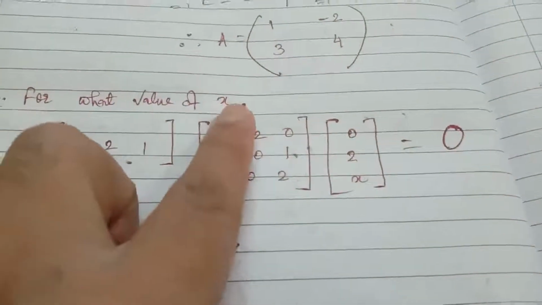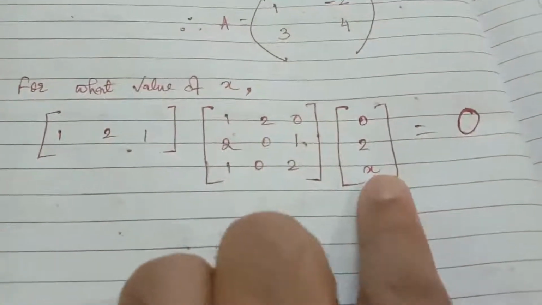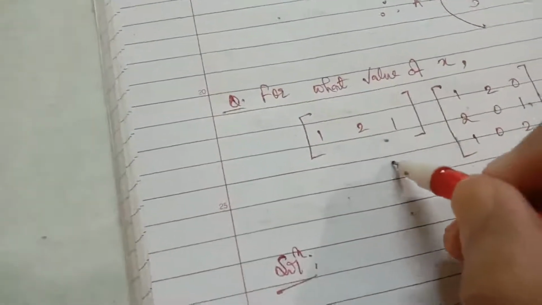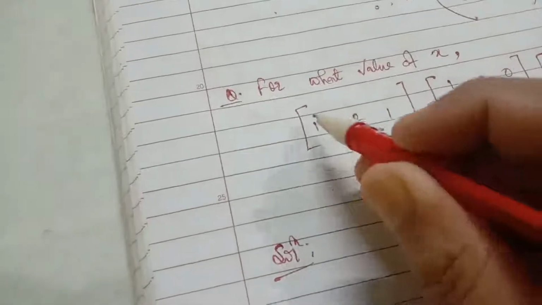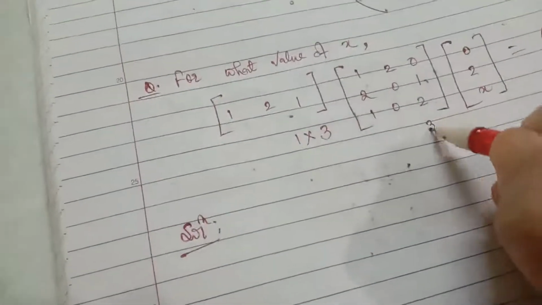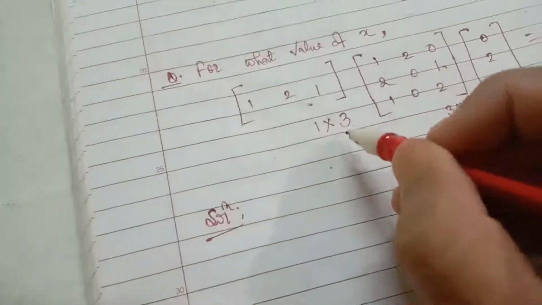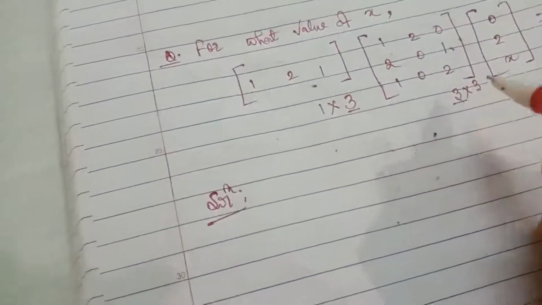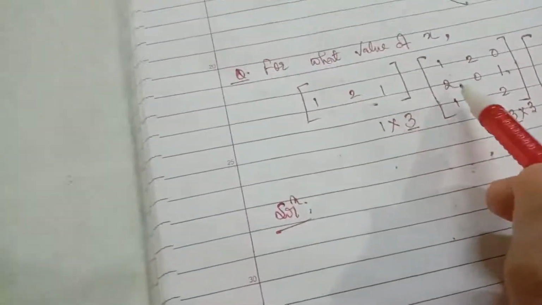For what value of x, product of these three matrices is equal to 0 matrix. This into this equal to 0 matrix. Now let us check what is the order of first matrix. This matrix has only one row and 3 columns: first column, second column, third column. Now you can check number of columns of first is equal to number of rows of second. That means we can multiply these two matrices.